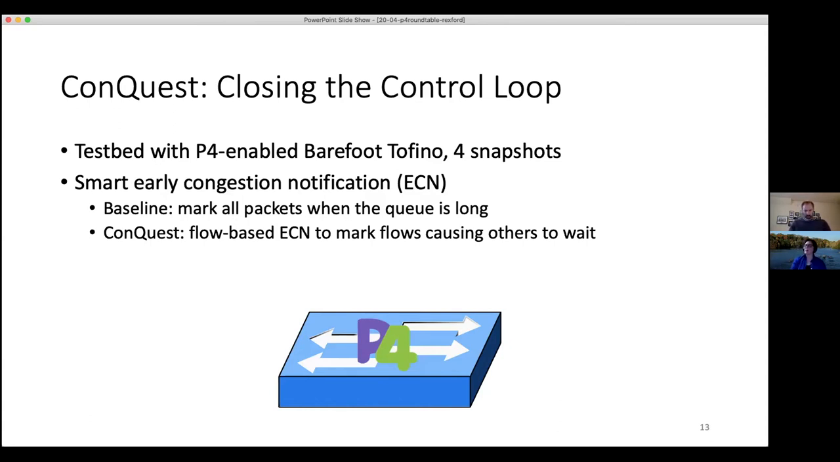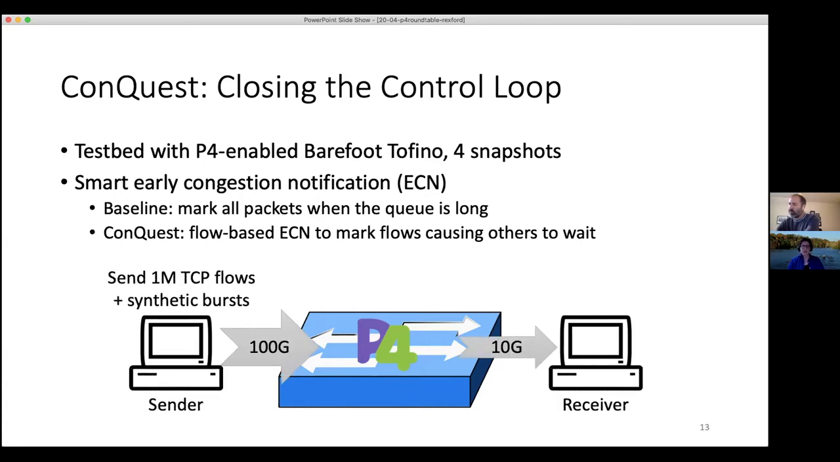But we wanted to understand what would happen if we closed the loop. So in the lab, we took one of our Tofino switches and ran Conquest there. And in particular, we ran it with an experiment designed to generate microbursts. We wanted to see what would happen if we did a smarter control loop. So the baseline is to do traditional early congestion notification to mark all packets when the queue is long, causing even the flows that are not responsible for the backlog to back off in response. And then we compared it with Conquest, where we marked only the flows who were making a significant contribution to queuing, only those that were causing other packets to wait.